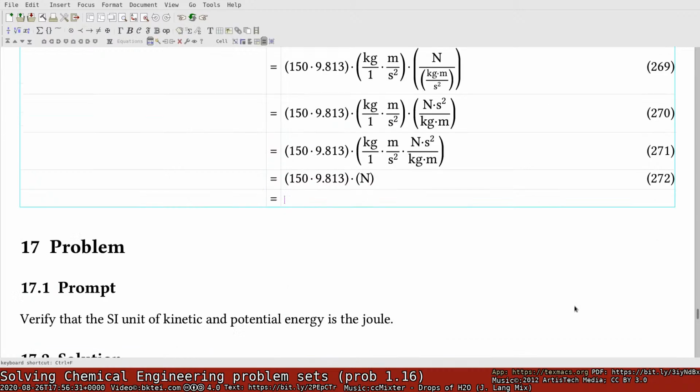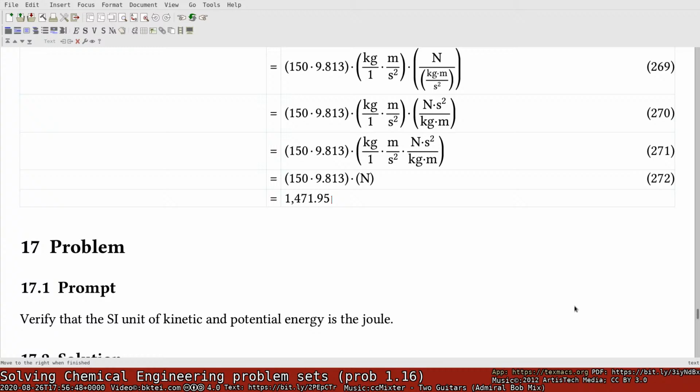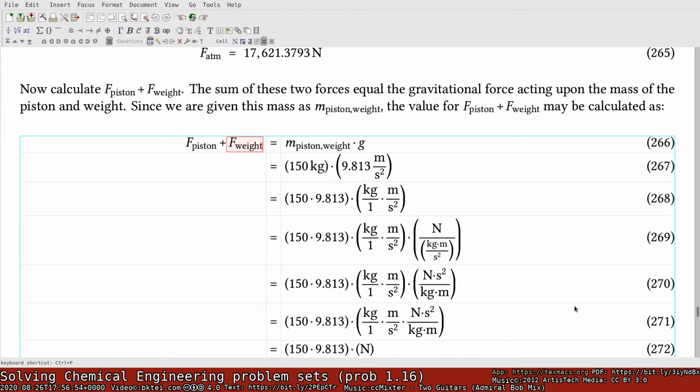And putting this into my calculator, 150 times 9.813 gives 1471.95. 1471.95 newtons. That is equal to the combined force of the piston and weight, or the weight of the piston and the weight. Oops.